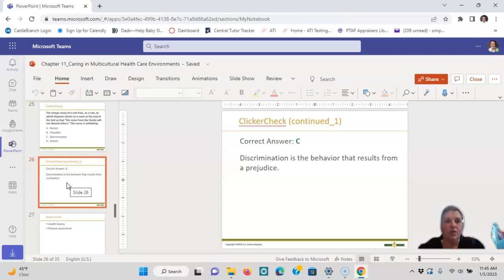Discrimination is the actual behavior. Prejudice would be a belief. Discrimination is the action against.